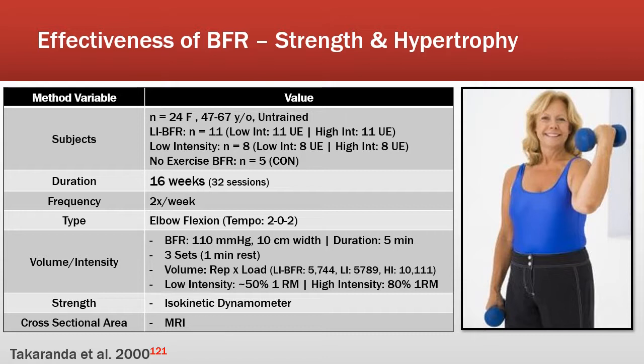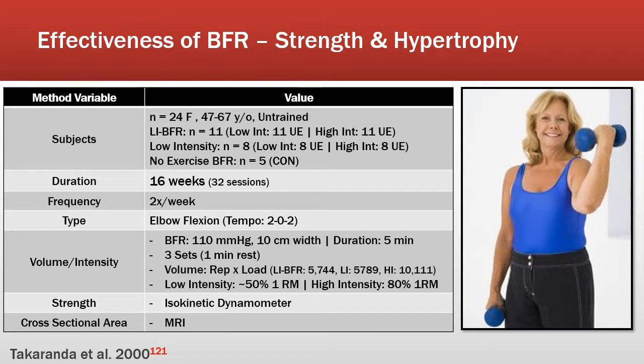In the BFR cohort, they had training with low intensity BFR. In the opposite limb, they compared it to high intensity upper extremity strength, which is considered in this study 80% of 1RM, which we know is above that 65% threshold for hypertrophy and strength gains, and then the low intensity at 50% 1RM. They also had another group that just did low intensity on one arm, and then high intensity on the other. And then they had the no exercise controls, 5 individuals.